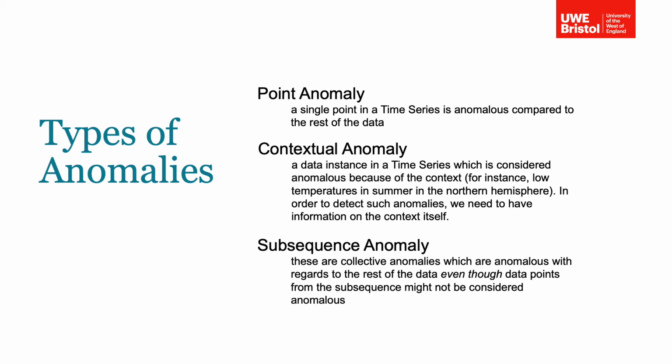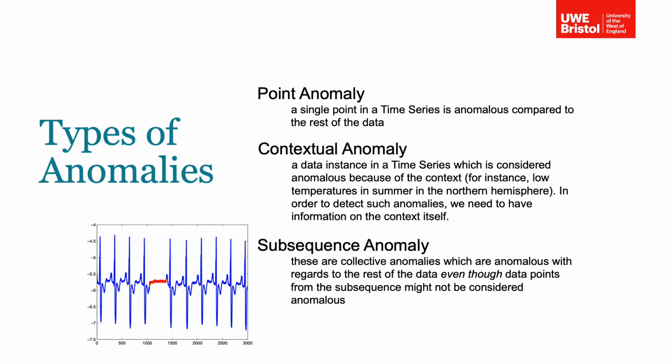Subsequence anomaly. This is where a sequence of individual events are deemed to be anomalous with regards to the rest of the data, although the individual data points themselves are not deemed as anomalous. This could be seen as similar to contextual anomalies. However, the key difference is that subsequence anomalies may not be out of distribution, whereas contextual anomalies would be.